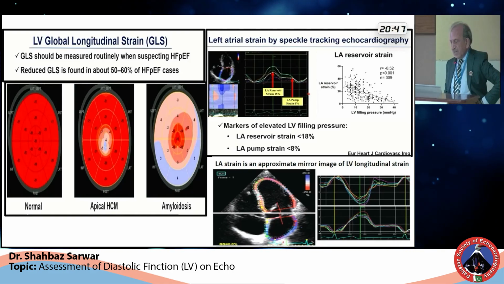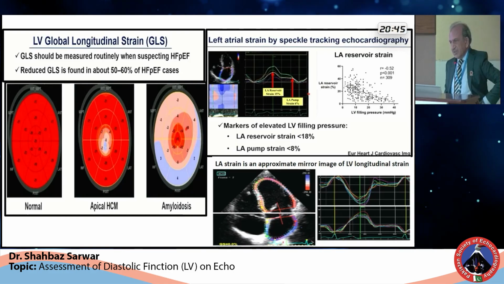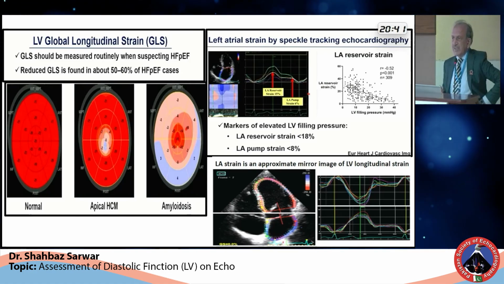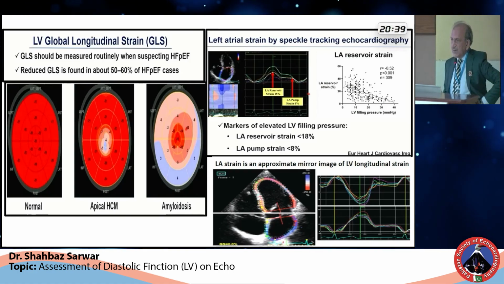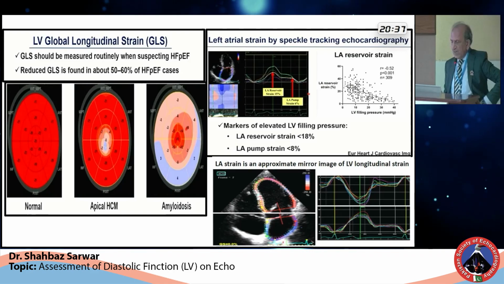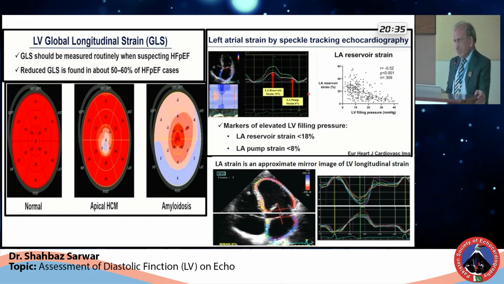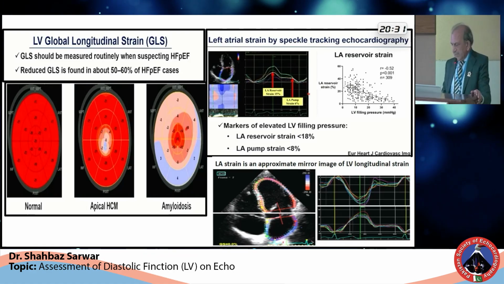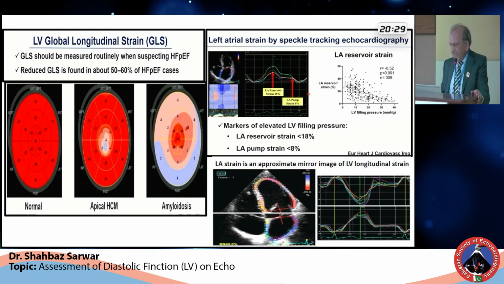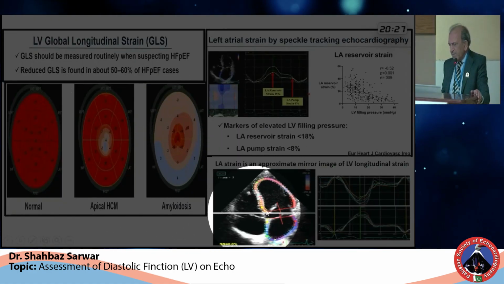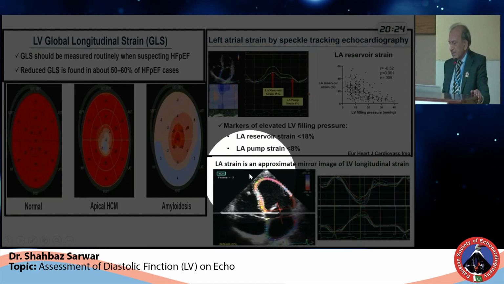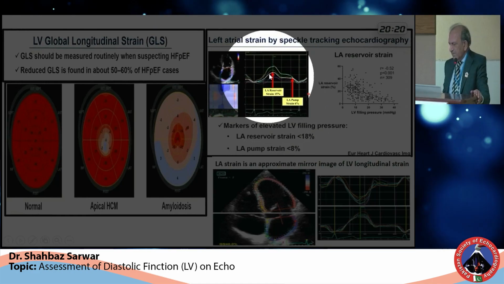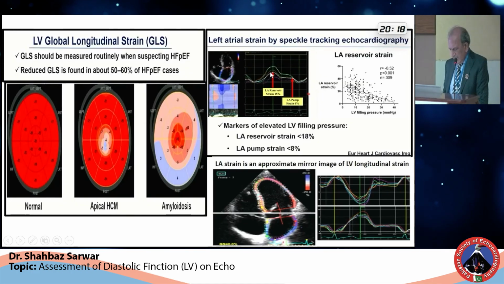The other thing which I would like to discuss is the left atrial strain, because for those kind of indeterminate diastology patients, we are nowadays using more and more left atrial strain, and probably they would be part of the guidelines as more and more data is collected. Generally the left atrial strain is a mirror image of the left ventricular strain. You have to see the reservoir strain and the pump strain, and the values less than 16 are abnormal.